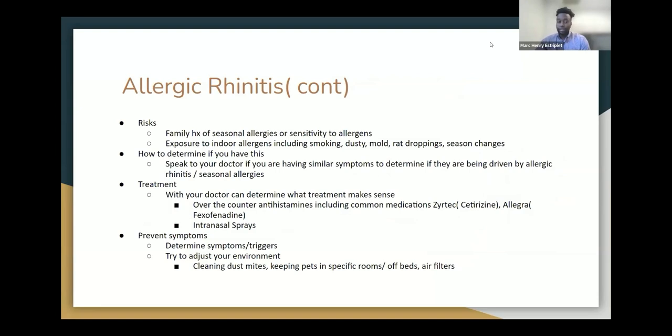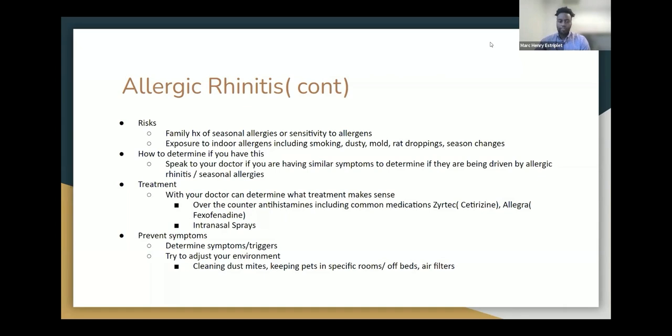Risk factors for allergic rhinitis involve family history. Oftentimes, individuals who experience allergies have families who deal with something very similar. Exposure to allergens also causes it, so smoke inhalation, dust, mold, rat droppings. A lot of those are very big risk factors for developing or experiencing allergic rhinitis, or inflammation.